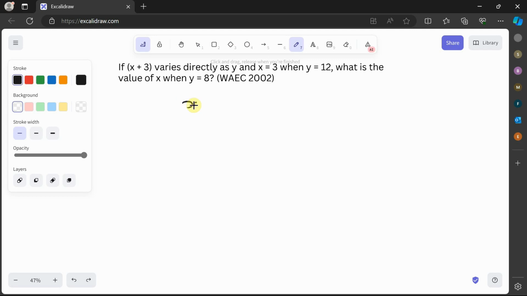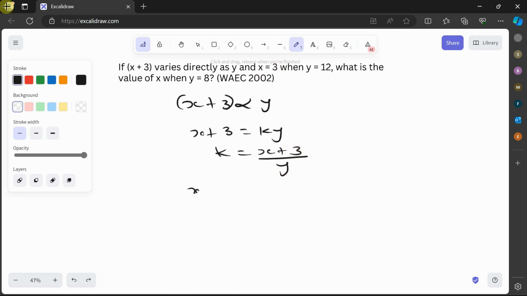So we're told that x plus 3 varies directly as y. First thing is that to change this alpha to equal to, we have to introduce the constant. So that will be x plus 3 is equal to ky. So we can find k by saying x plus 3 divided by y. We're told that x is equal to 3, y is equal to 12. So we can substitute and find the value of k.